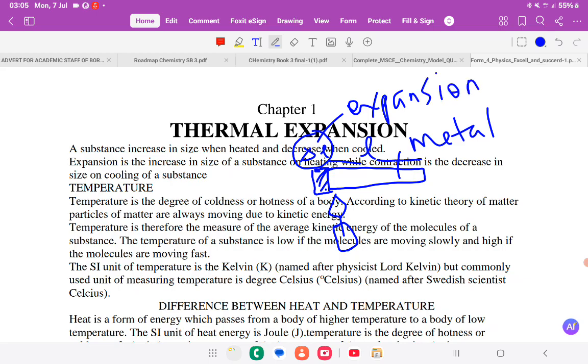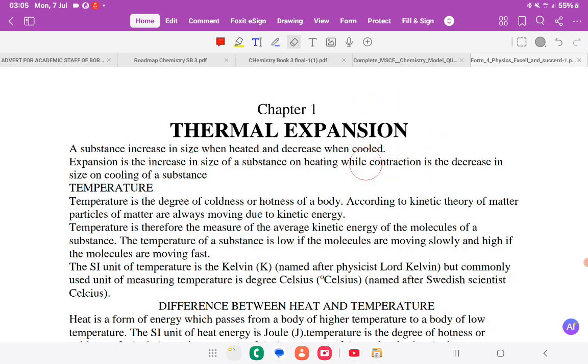So expansion is just an increase in size of a body when heat energy is subjected to it. So we'll make a deliberate statement that says that a substance increases in size when heated and decreases in size when cooled. So an increase in size of a body due to heating is called thermal expansion, while a decrease in size of the body when cooled is called contraction.